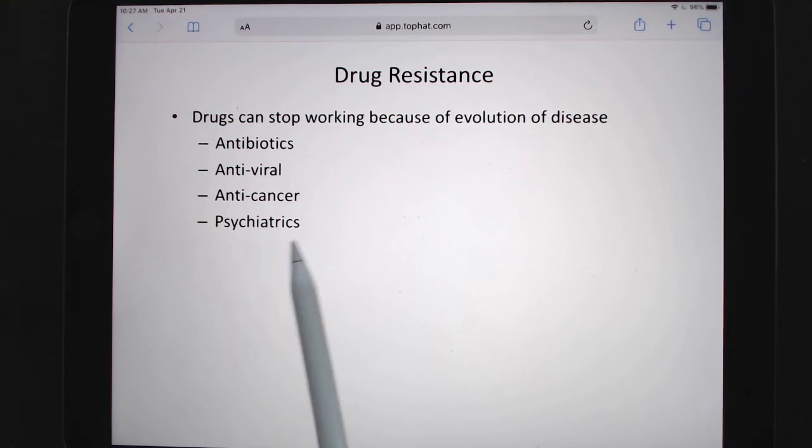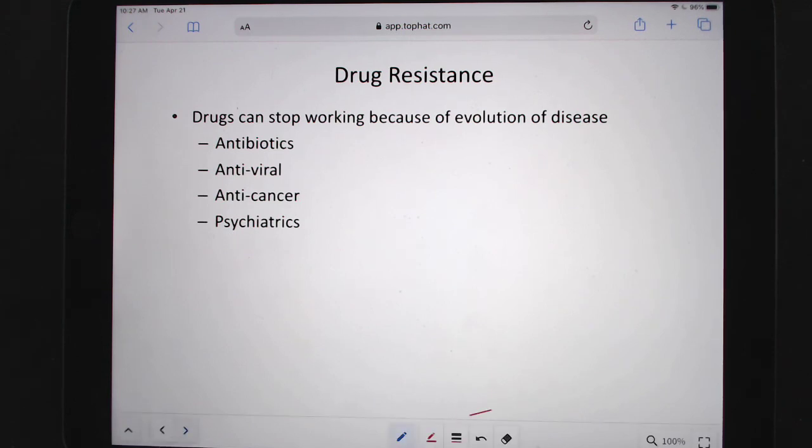The other thing that can happen is with psychiatric drugs. Sometimes they just stop working, and nobody really knows why. So sometimes it's we don't know. Other times it's simply a mutation and evolution standpoint. Okay. Thanks, everybody.